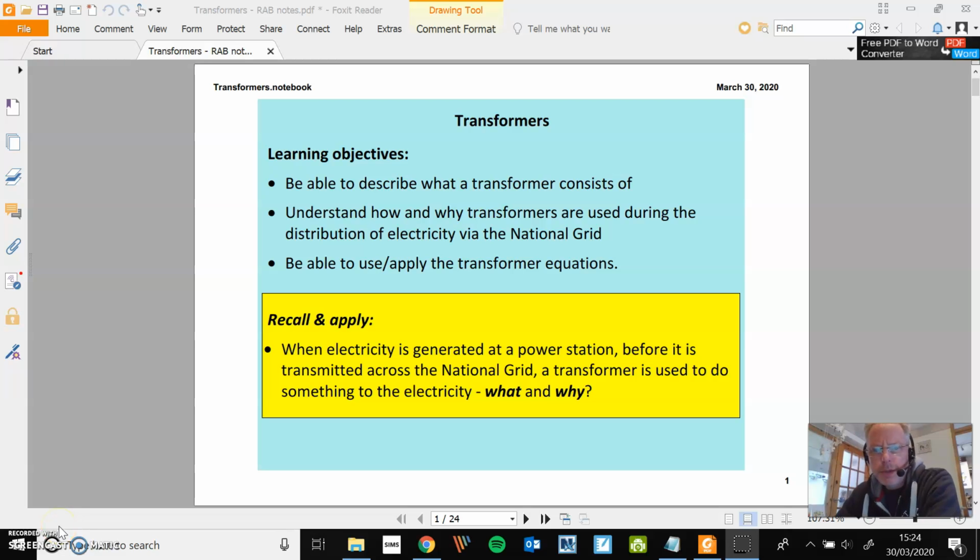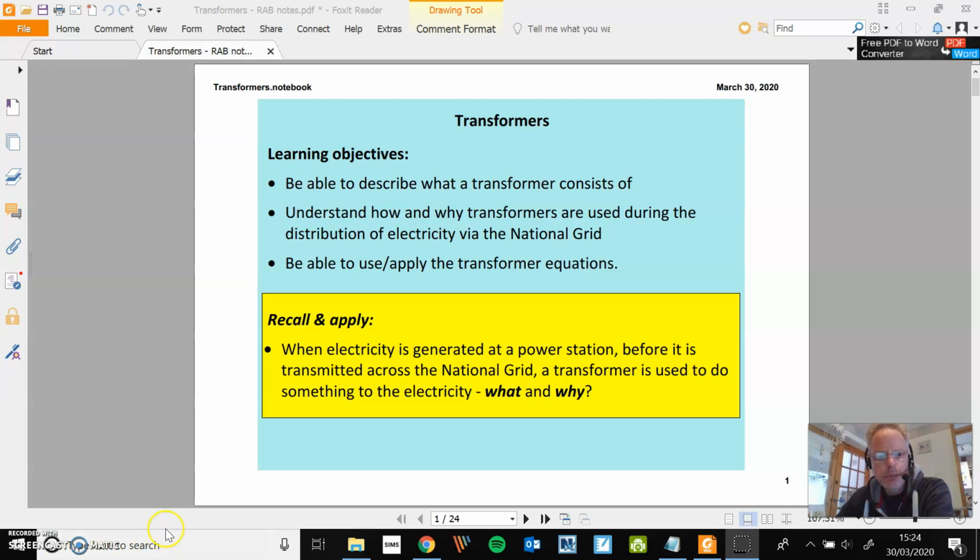Okay, so we're going to move on now to look at transformers. So 11Y1, we've already covered this. 11X1, this isn't something we got to before. So we're going to take a look at what a transformer is, what it's used for, particularly why it's useful with distributing electricity via the national grid. And there's a couple of key equations that we're going to come across, practice using.